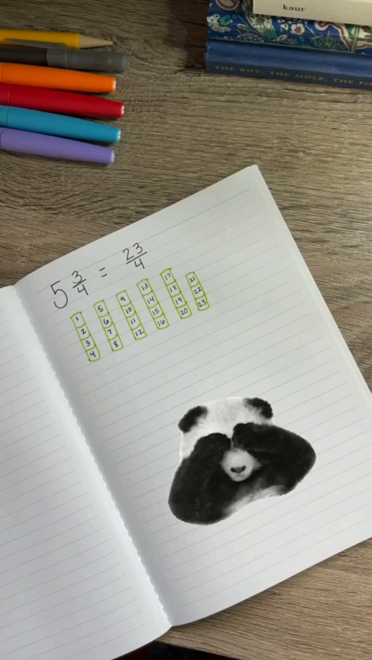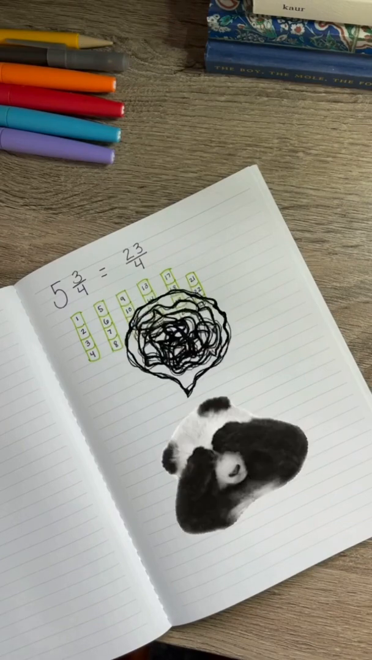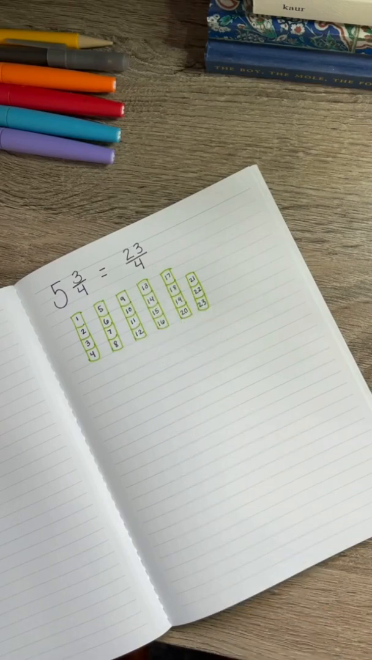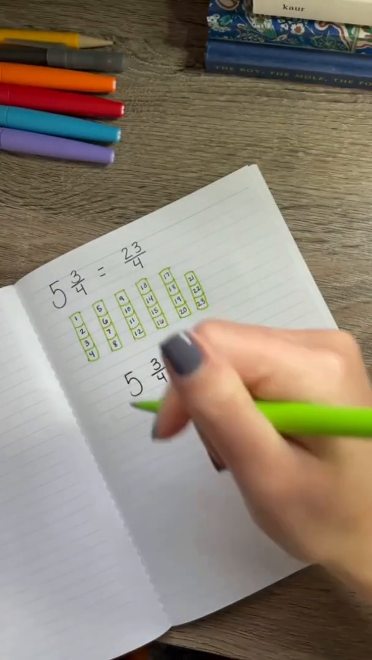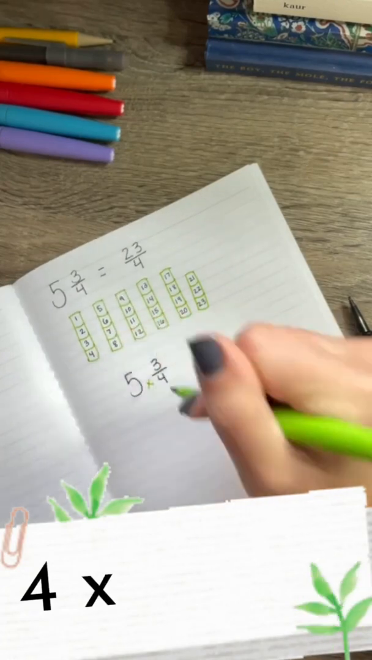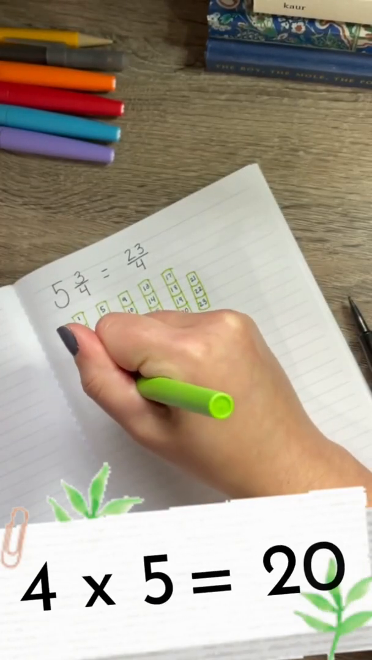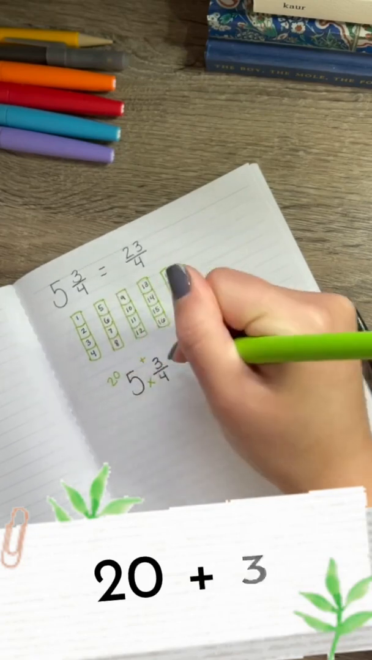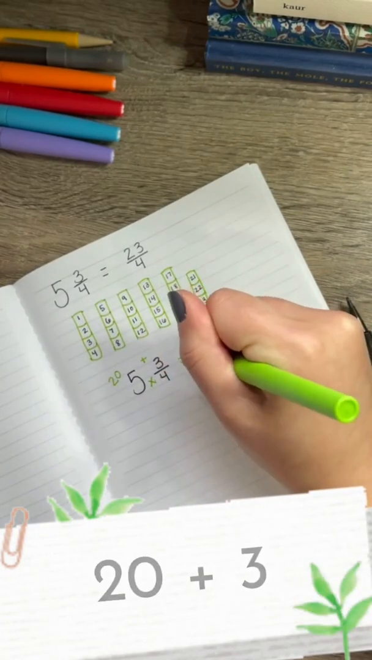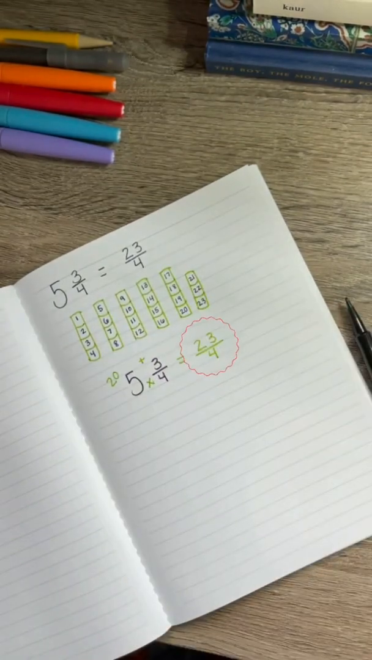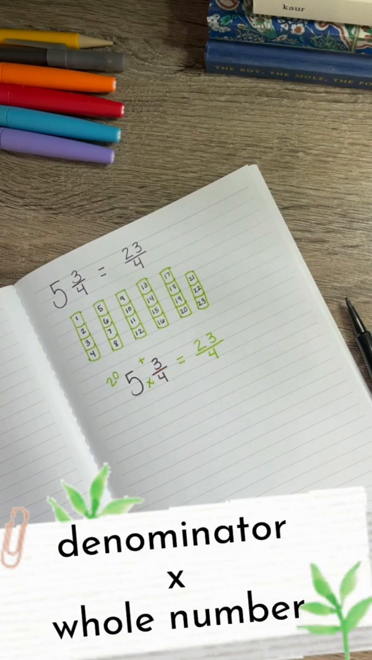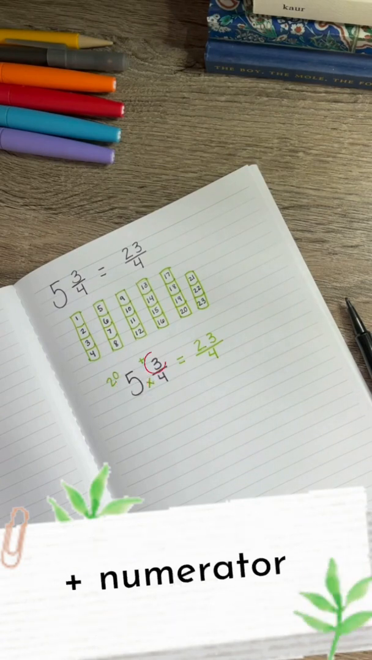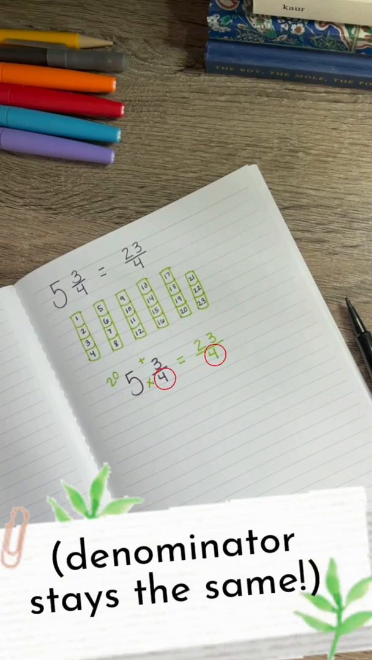But we can't always draw all this bamboo whenever we need to convert a mixed number into an improper fraction, so let's take a look at this mathematically. If you think about the 4 times tables, we know that 4 times 5 equals 20. Then we can add 3 more fourths, and we get 23/4. So to change a mixed number into an improper fraction, we multiply the denominator by the whole number, and then we add the numerator, and the denominator stays the same.